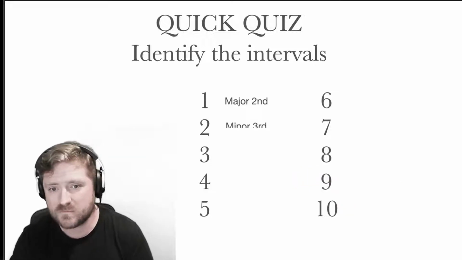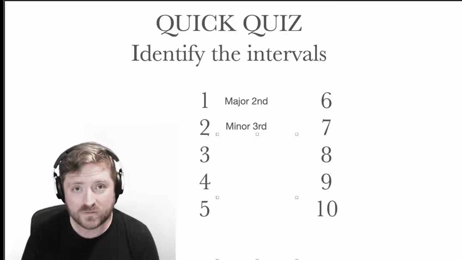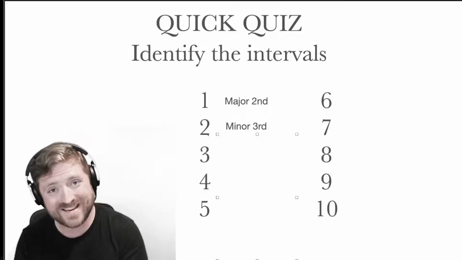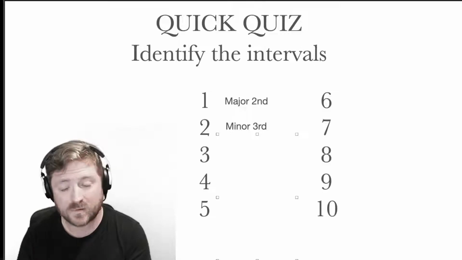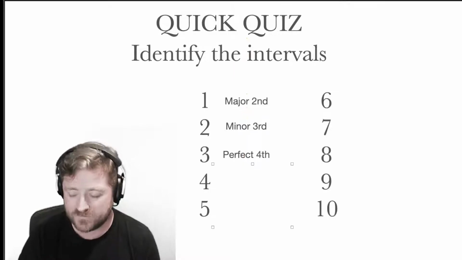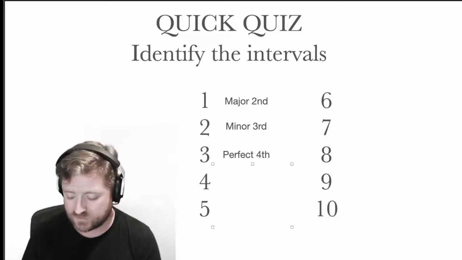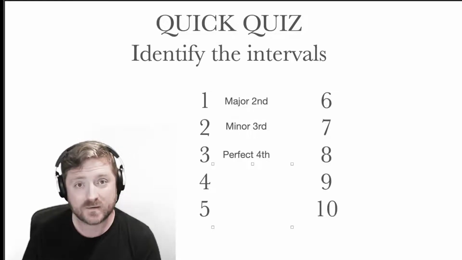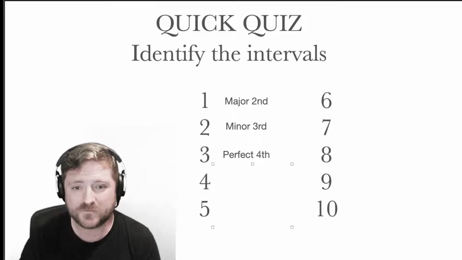The second one was a minor third. So that is 1, 2, 3 up. And you can hear that in the context of a chord. There is your minor third. The third one is a perfect fourth. So we count 1, 2, 3, 4, 5. Sounds like a trumpet call. That is your perfect fourth.